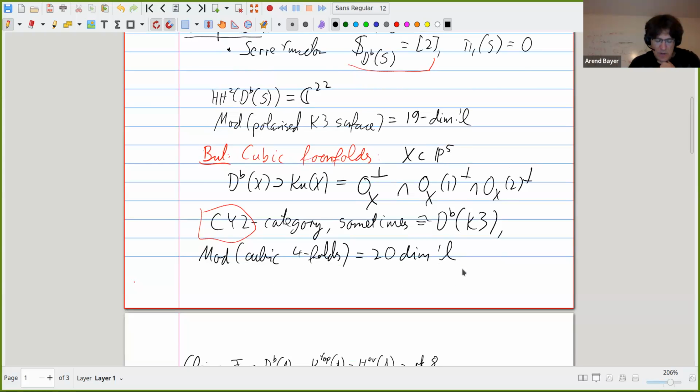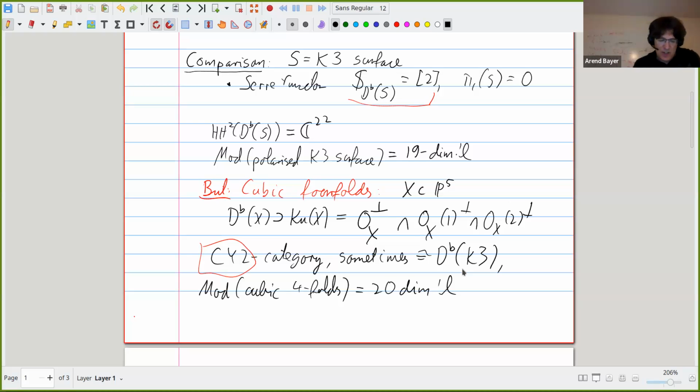I also want to highlight one feature of this construction, namely that we always have this restriction functor, which let me call i^*. That's the adjoint of the inclusion of this category.